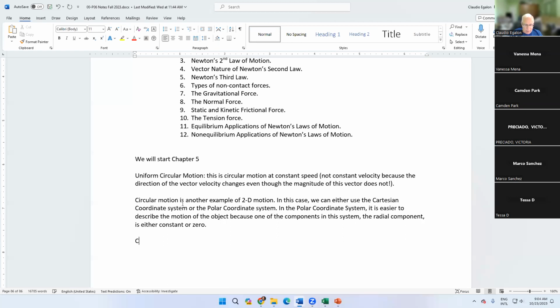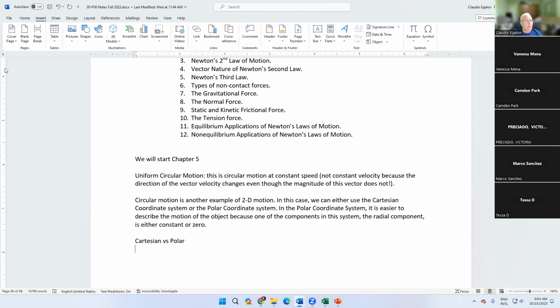So remember, Cartesian versus polar, right? Let's do a table here. I hope you have seen the polar coordinate system, by the way?